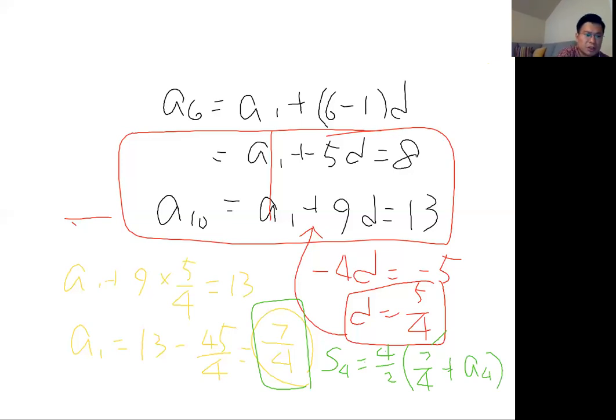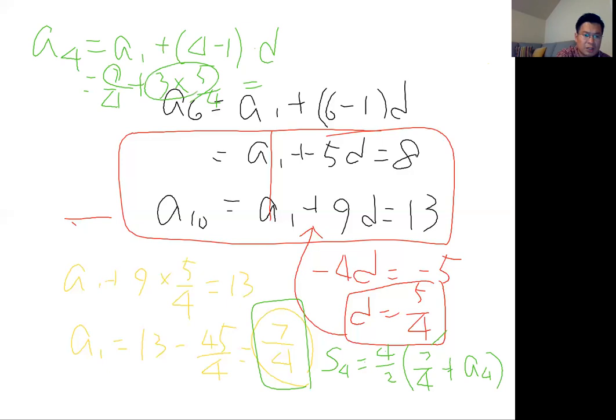So we're using this formula: a4 equals a1 plus (4 minus 1) d, which is 7 over 4 plus 3 times d, which is 5 over 4. So altogether it becomes 7 plus 15, so 22 over 4, which is 11 over 2. So you plug 11 over 2 here, then you can calculate, and it becomes 14.5.